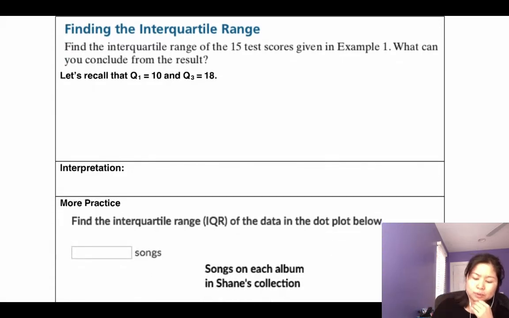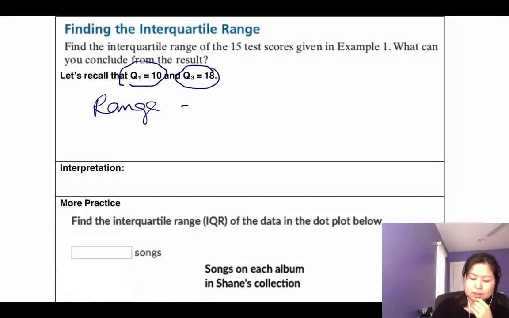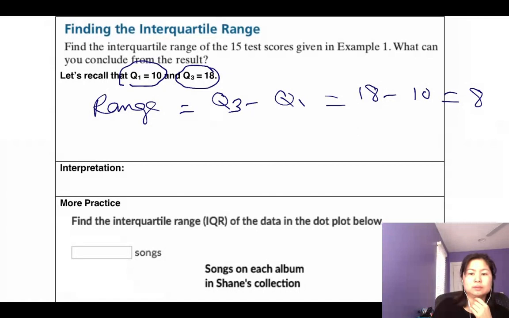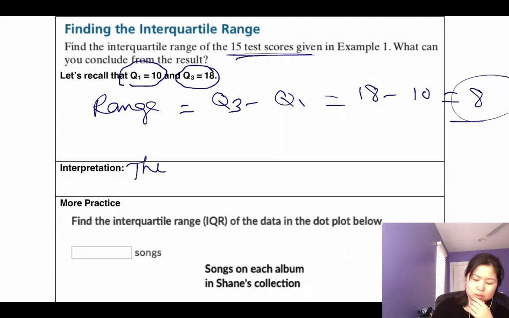So last problem, we have Q1 is 10 and Q3 is 18. If we want to find the range, that means Q3 take away Q1, or 18 minus 10, would give you 8. Remember the last time we talked about test scores.